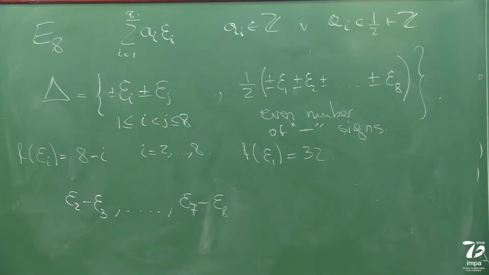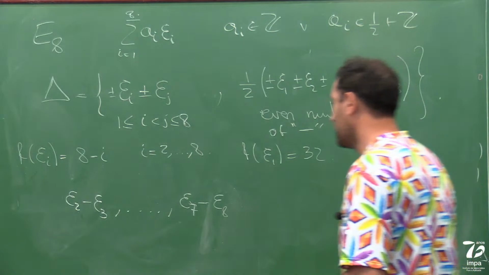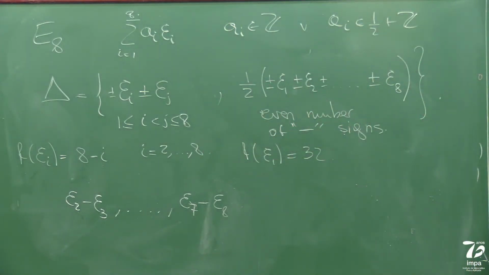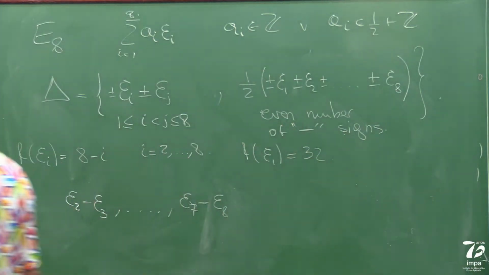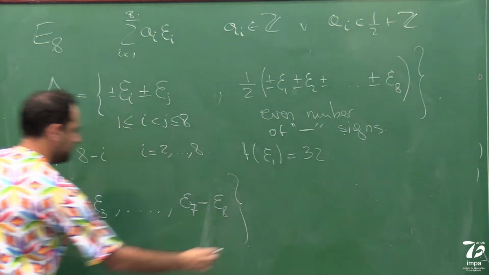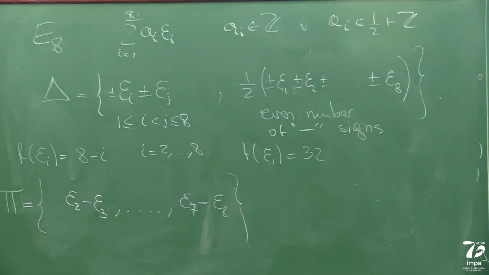And now we need to find the other simple roots. So this f takes value 1 on these. I don't want to remove this. F takes value 1 on these guys. So pi at least includes these guys. And now I want to know what are the remaining roots. Can anyone guess them?